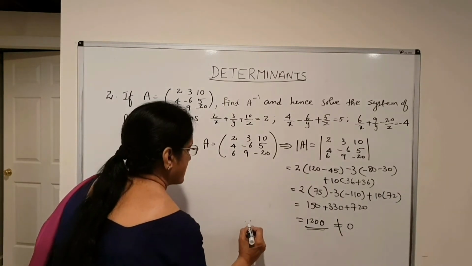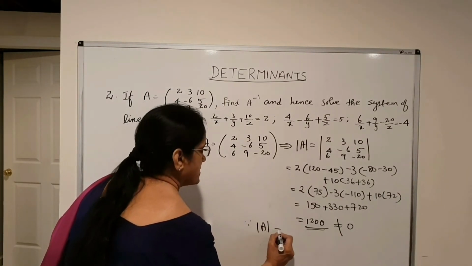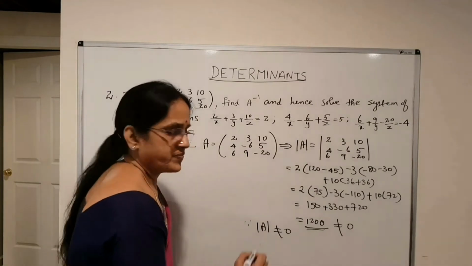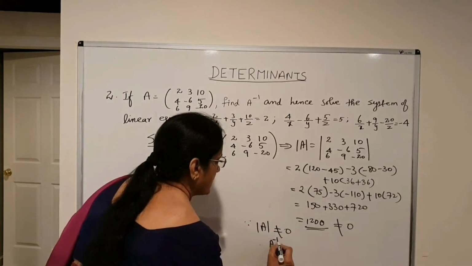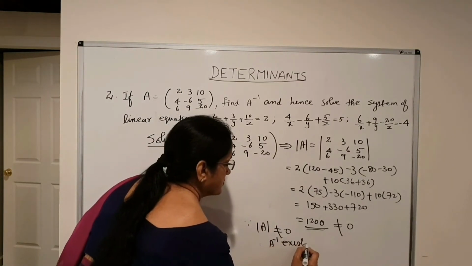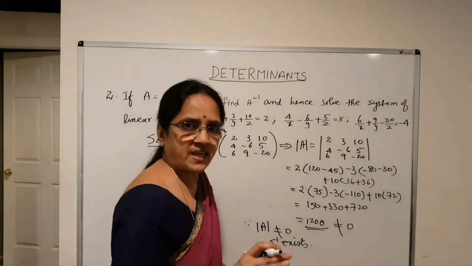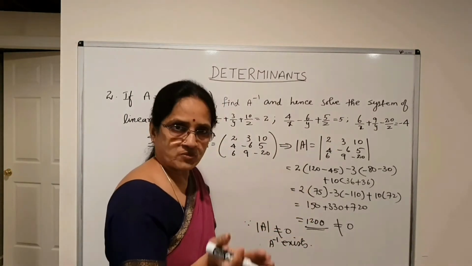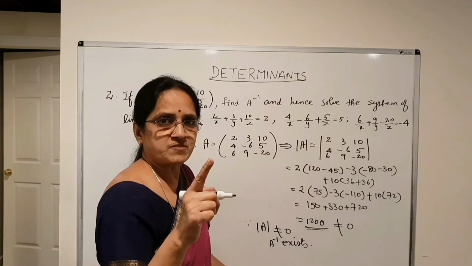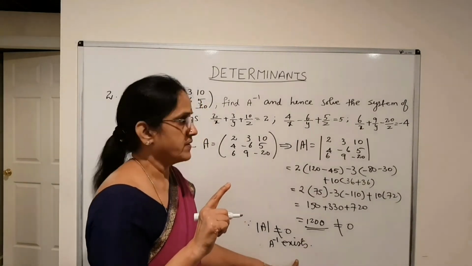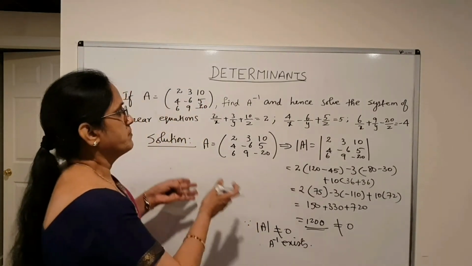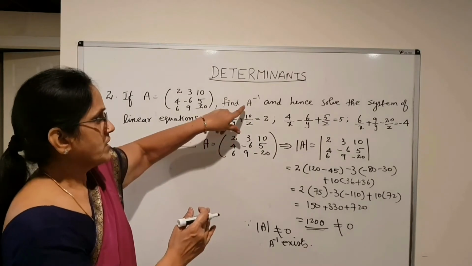So since determinant of A is not equal to 0, you need to conclude A inverse exists, or you can say A is invertible. One of the two statements should be written. That's very, very important. Now I can proceed for finding out A inverse.